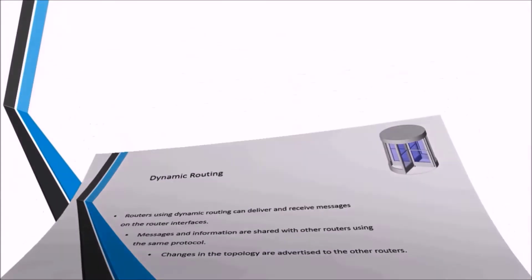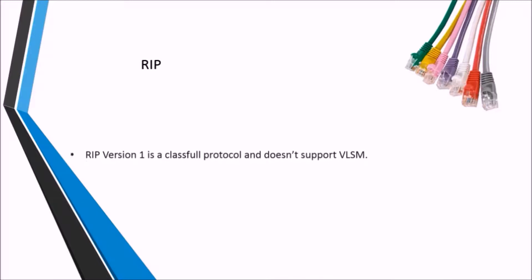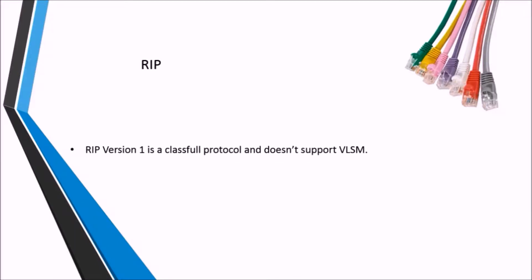Okay, let's move on to RIP. RIP comes in two flavors, version 1 and version 2, and they have a number of limits. For example, RIP has a limit of 15 hops, which means that if a network spans more than 15 hops or routers, they can't go any further than that.